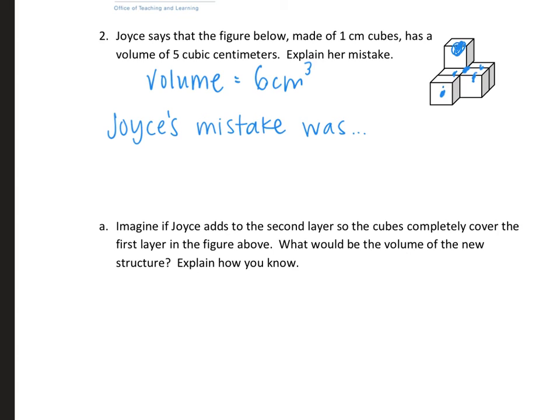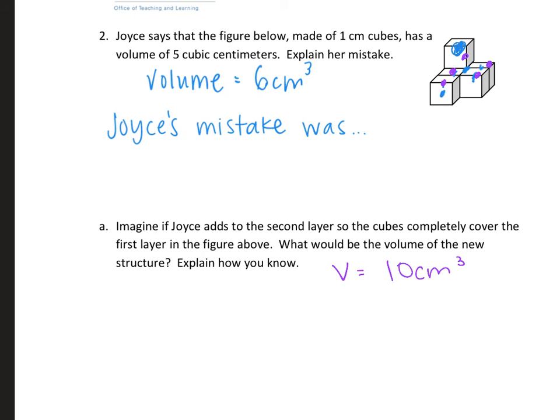So if we added another layer, then it would be 6. We would have another one on top of 6, and another one here, 7, another one here, 8, another one on top of this cube, 9, and another one on top of this cube, which is 10. So the new volume of the structure would be 10 cubic centimeters. All right, and then once again, you need to explain how you know.